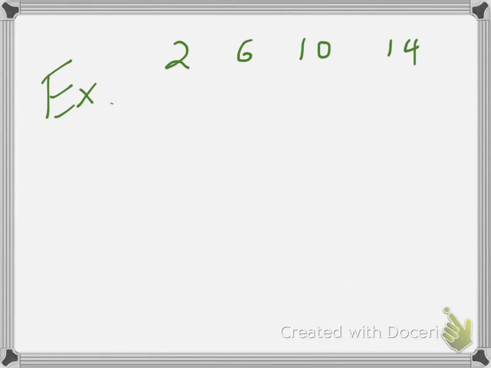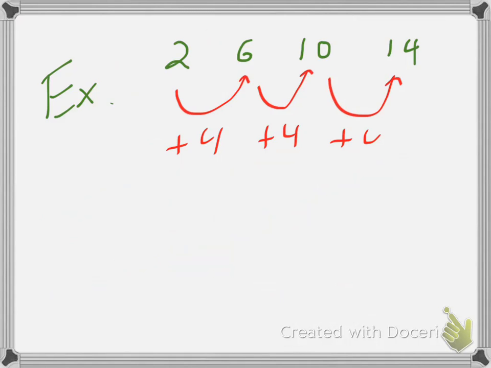So here's a basic example. Let's see if this is a basic sequence. Let's see what the difference is. From 2 to 6 we added 4. From 6 to 10 we added 4. And from 10 to 14, we added 4. So this is a sequence. It follows a pattern.